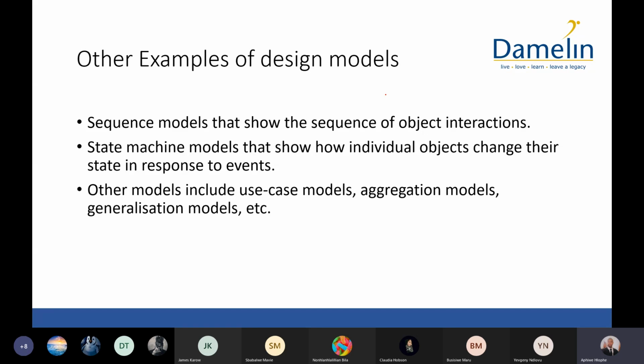So other examples of design models that we covered were obviously the system sequence diagrams, which show the sequence of object interactions. Then the state machine model that shows how individual objects change their state in response to events. And then other ones, we also spoke about use case aggregation models and the generalization and specialization relationship model.